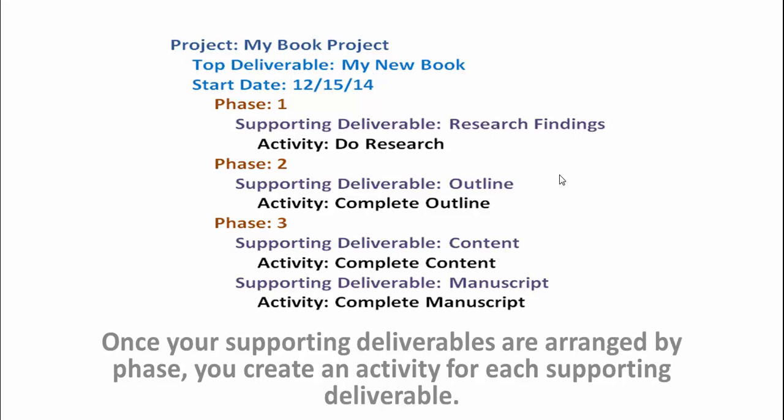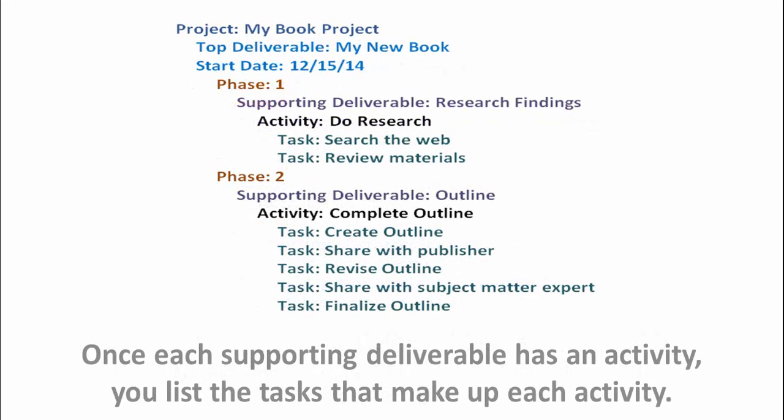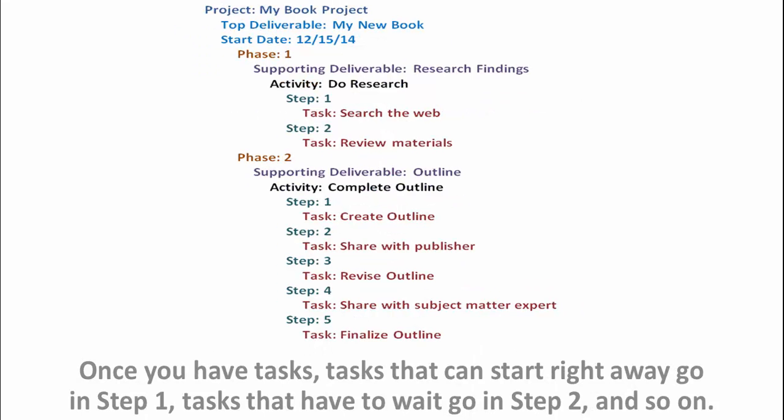Next, you give each supporting deliverable an activity. The activity is just a basic name for what has to happen in order to produce that supporting deliverable. And then each activity gets a series of tasks, and the tasks get organized into steps. And again, if we have two tasks that can be worked on at the same time, they will go into the same step. We don't have any like that here.